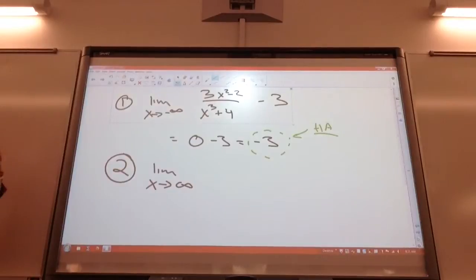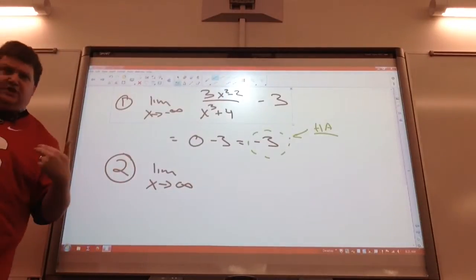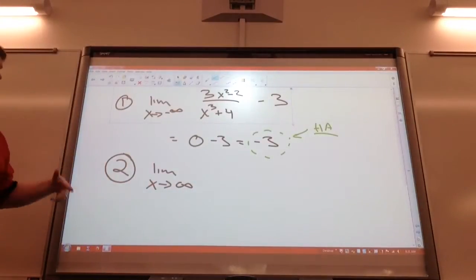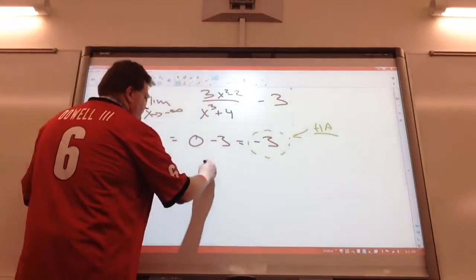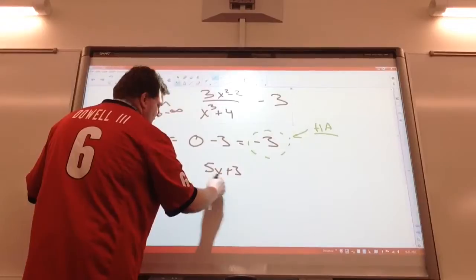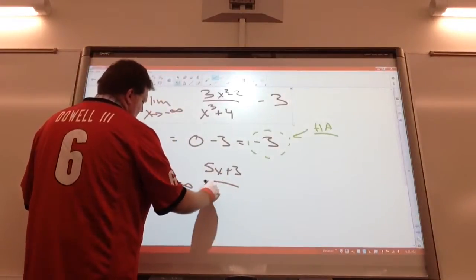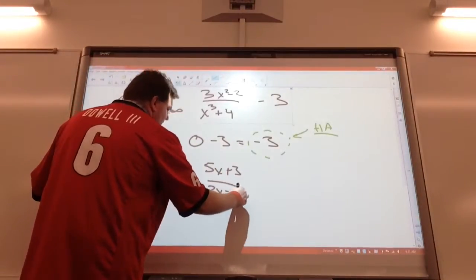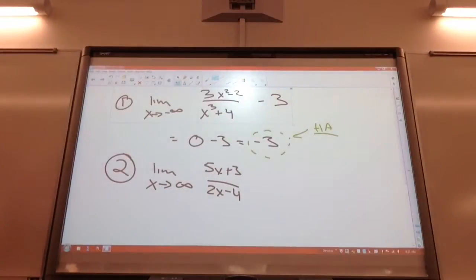Okay, so the second case is when the degrees are going to be equal to each other. The limit as x goes to infinity of something like 5x plus 3 over, we'll say, 2x minus 4. Here the degrees are equal to each other, so when I take the limit of it, it should be equal to some sort of constant.